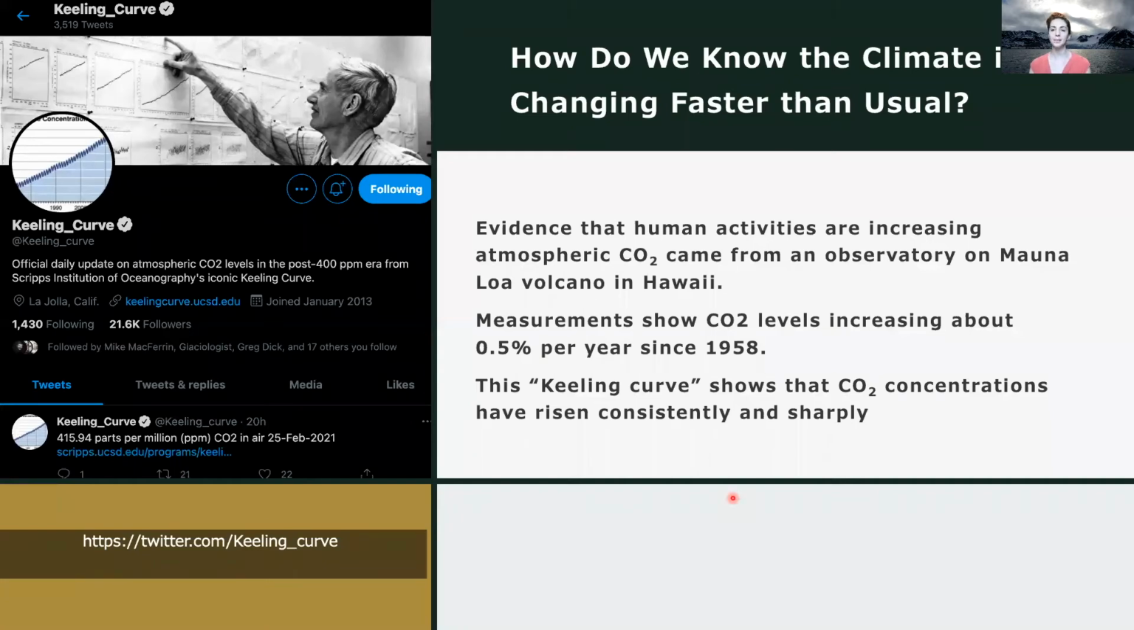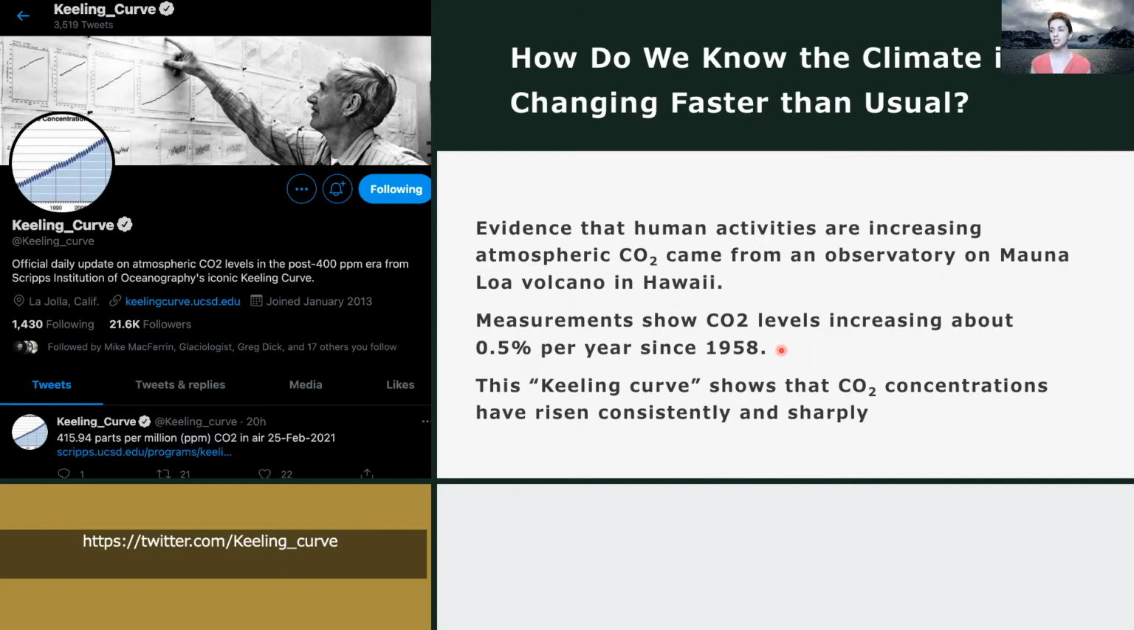So how do we know that the climate is changing faster than normal? We can look at specific trends in atmospheric gases, particularly tracing the change in CO2 alongside the change in temperature in our atmosphere. The evidence that human activities are increasing atmospheric CO2 mainly came from an observatory located in Hawaii called Mauna Loa. Since 1958, this observatory has been taking measurements each and every day of atmospheric CO2.